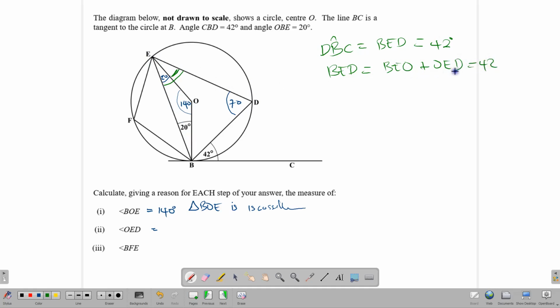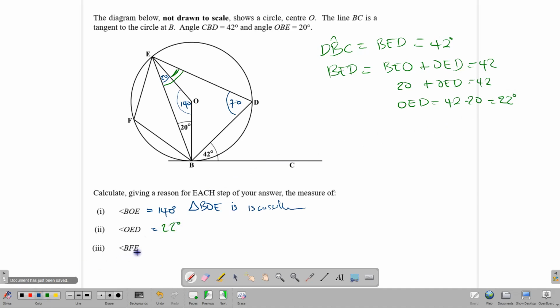So when we add these two, we get 42, and we already know this one. We know BEO, so BEO is 20, so 20 plus OED gives us 42, and so we can simply say that OED is equal to 42, take away 20, which gives us 22 degrees. All right. So 22 degrees for that one.